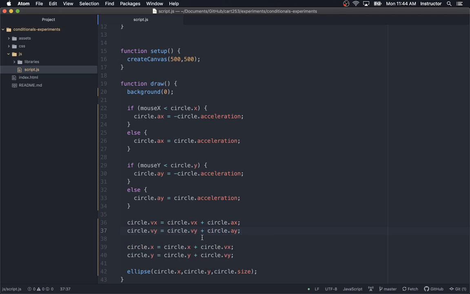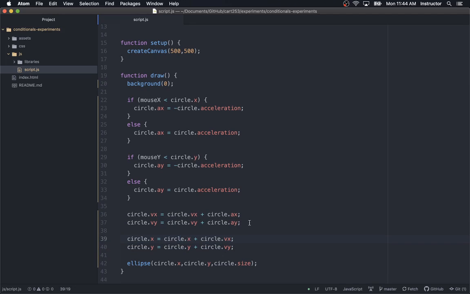So this is exactly the same math as this one here, right? Except here we're setting the velocity to add on its acceleration, and here we're setting the position to add on its velocity. So it's two steps now. The other thing that I said I would do is to do with the maximum speed.